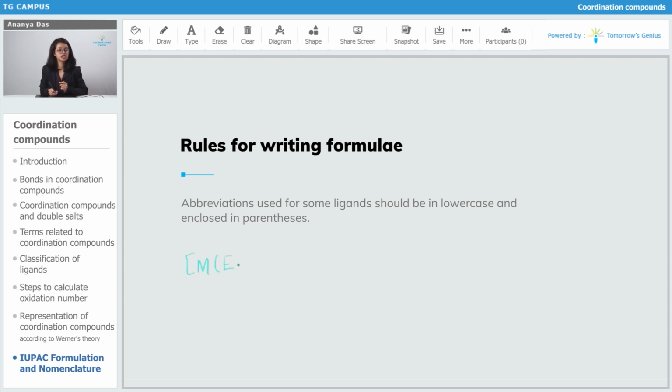So what this rule says is that you cannot start your abbreviation with a capital letter. That's wrong. You have to start your abbreviation with a lowercase letter, and the abbreviation also has to be enclosed in parentheses. En has to be enclosed in parentheses when you are writing the formula. Di-en has to be enclosed in parentheses when you are writing the formula.